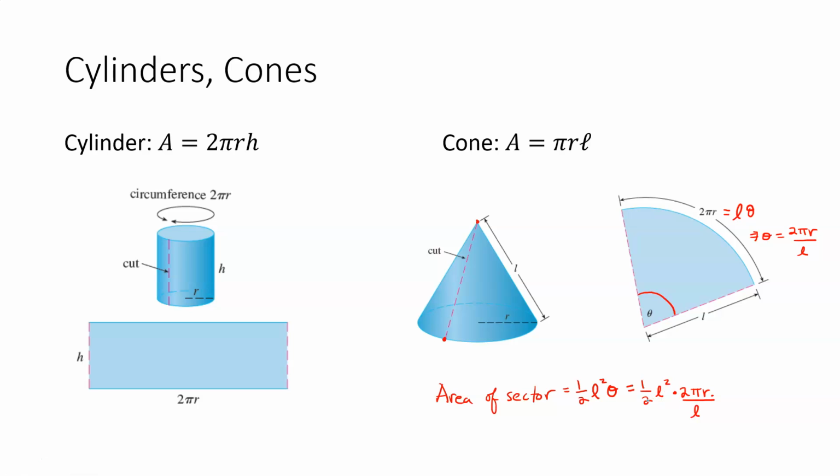you notice here some things simplify. The 2's divide and one of these L's divide, leaving me with just pi RL. L being the slant height of our cone, R being the radius of our cone. So that gives us the surface area of that cone.